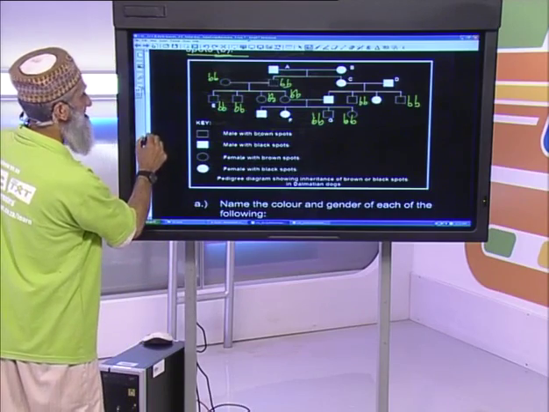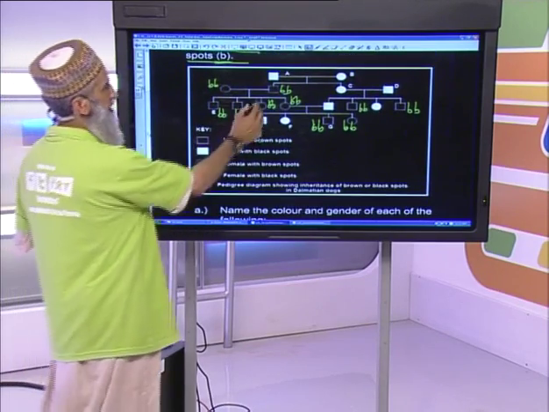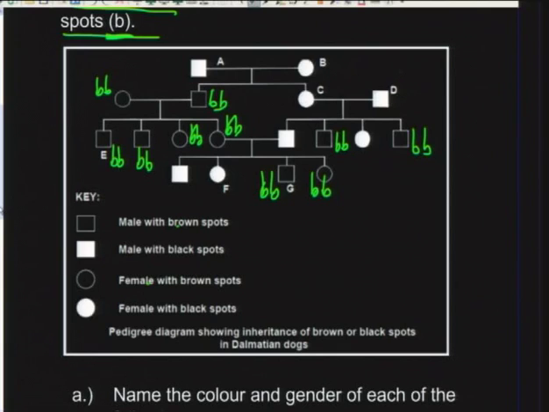Okay, now let's answer the questions. So we've done that. But by the way, when we do this, what can we determine? This child's got two small b's. That means this parent must have had the small b, and this parent must have the small b.